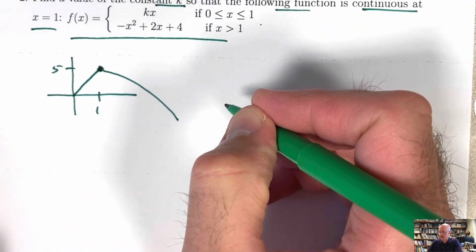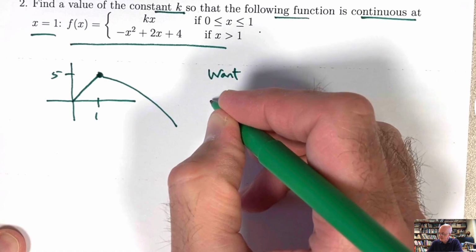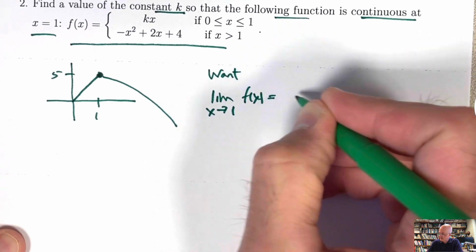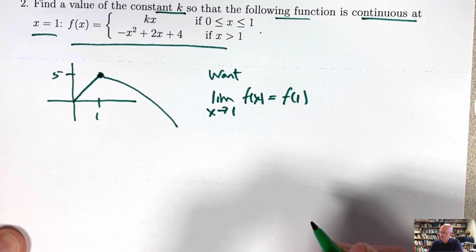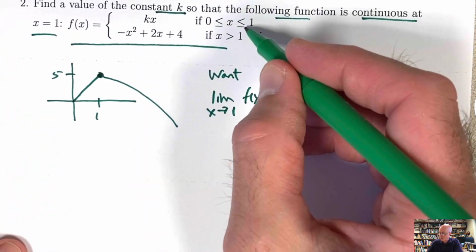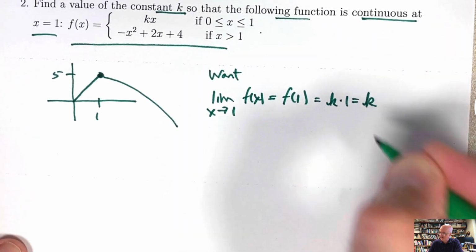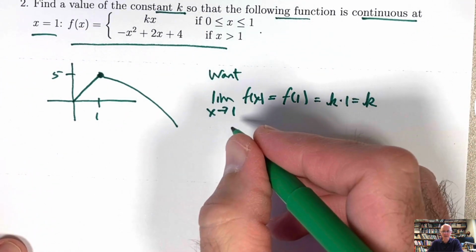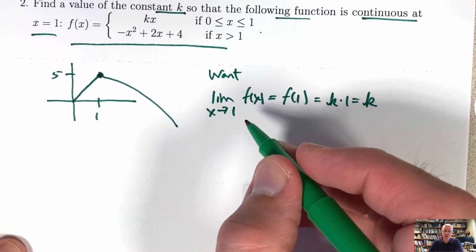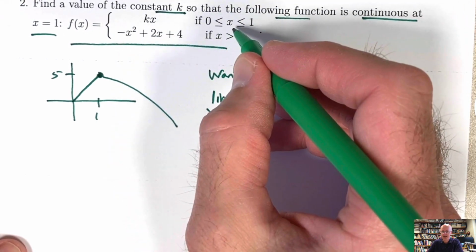To be a bit more official about it, in terms of giving reasons related to limits, I want the limit as x approaches 1 of this function to equal the function value at 1. That's what it means to be continuous at 1. The function value at x equals 1 is given by this formula because 1 is included in this interval. So this would be k times 1, which is k. And I want that limit to be true whether I'm letting x approach 1 from the left or 1 from the right. It's definitely true when x is approaching 1 from the left because this is the piece of the formula to use when x is less than 1.